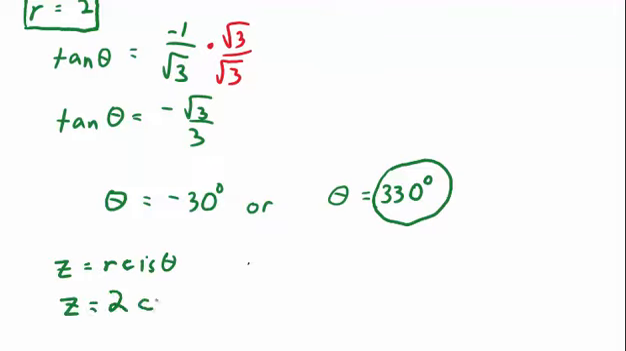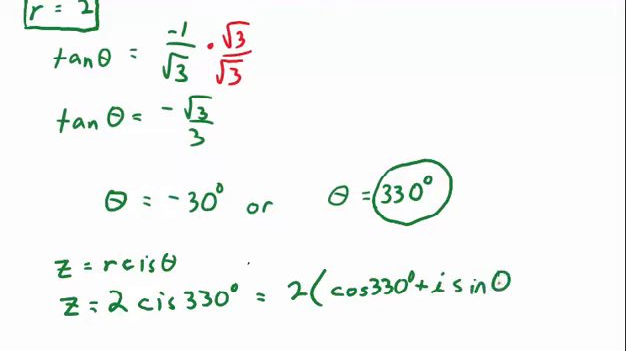2 cis 330. Or if you write it out longhand, what would it be? 2 times, what does this stand for? Cis. Cosine 330 plus i sine 330. Whoops.